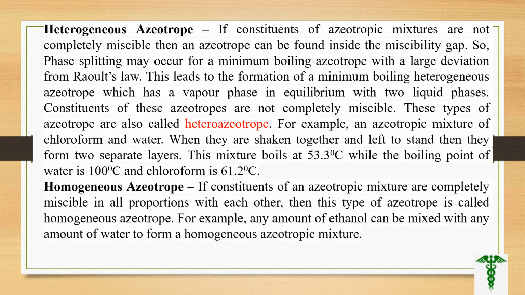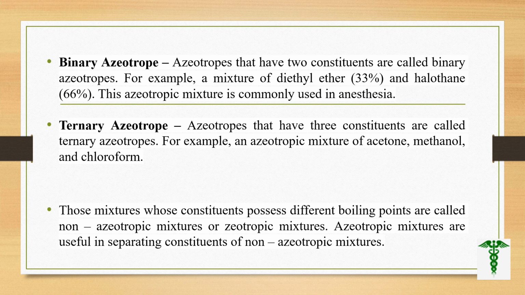Fourth means homogeneous azeotrope. Here the constituents are completely miscible in all proportions. That is why we call it homogeneous azeotrope. You can write the same example: ethanol mixed with any amount of water forms a homogeneous azeotropic mixture. The fifth one is binary azeotrope. Here the azeotrope has two constituents, and thereby we call it binary azeotrope. An example is a mixture of diethyl ether 33% and halothane 66%. Normally this azeotropic mixture is used for anesthesia purposes.